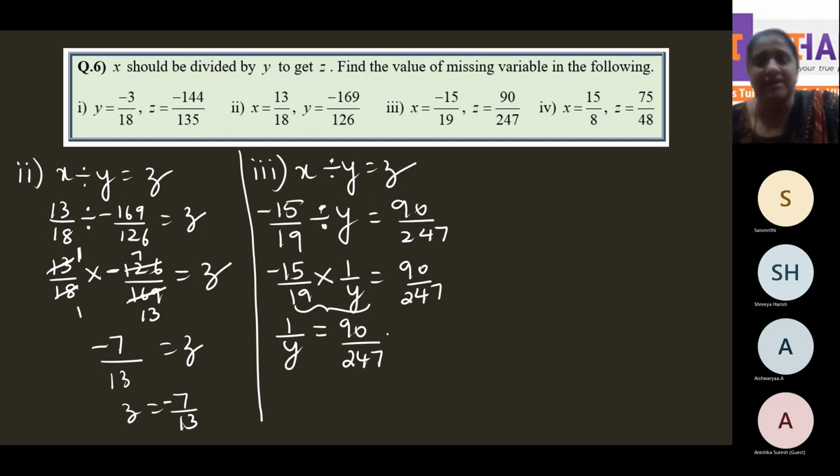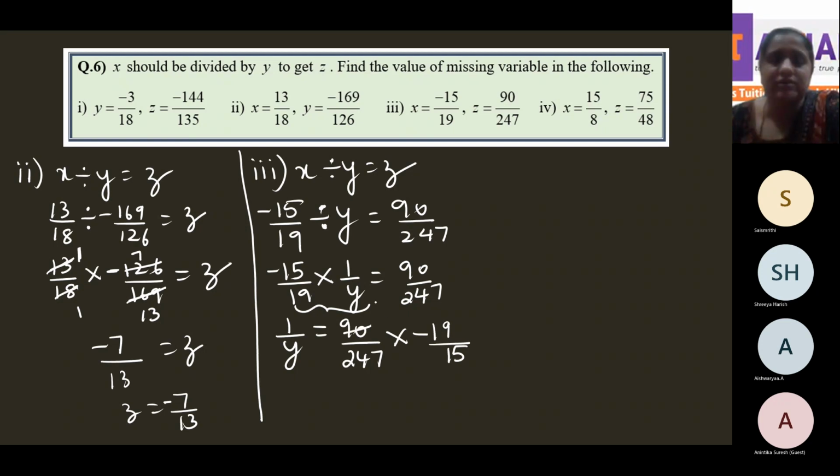So when you're taking minus 15 by 19 from a product to the other side, it will go to the other side as its reciprocal, because on the other side it will be division. So division becomes multiplication and it becomes its reciprocal on the other side. So the reciprocal of minus 15 by 19 is minus 19 by 15. Now you need to simplify this.